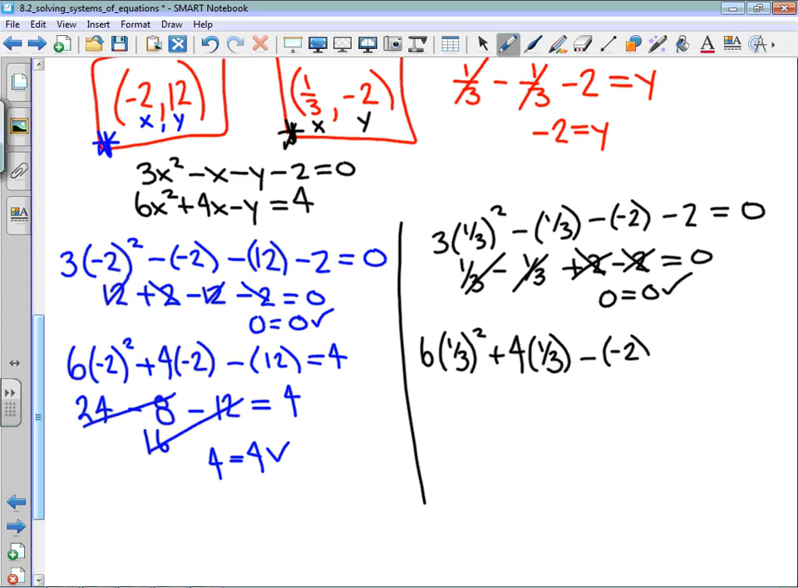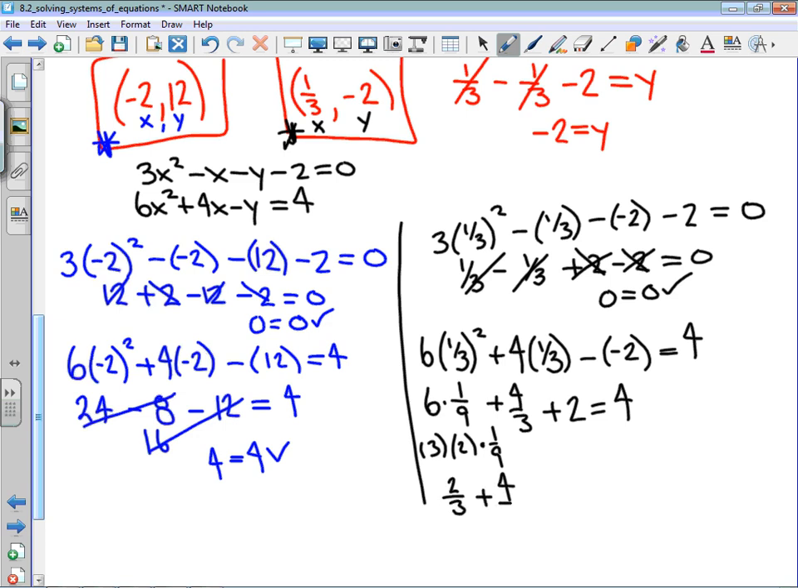And here's where we have to learn to love fractions. This is going to end up being 6 times 1/9 plus 4/3 plus 2 is equal to 4. 6 times 1/9, and I'm going to write this a little bit weirdly. 6 times 1/9 can be written as 3 times 2, which is 6, times 1/9. And the reason that I do that is because 3 times 1/9 is 1/3, 2 times 1/3 is 2/3. So I have 2/3 plus 4/3 plus 2 is equal to 4.